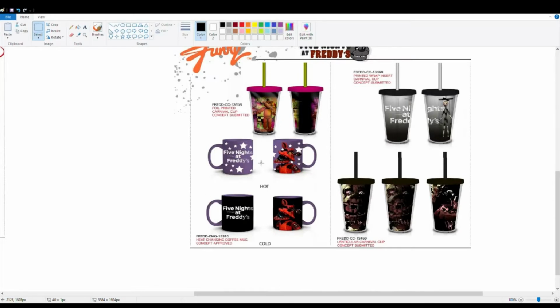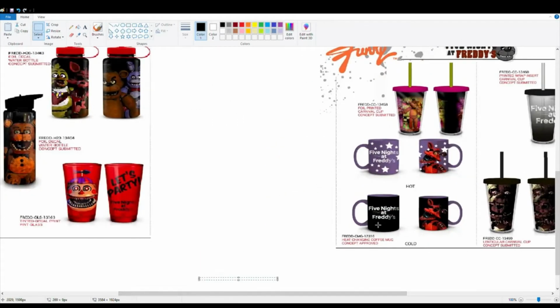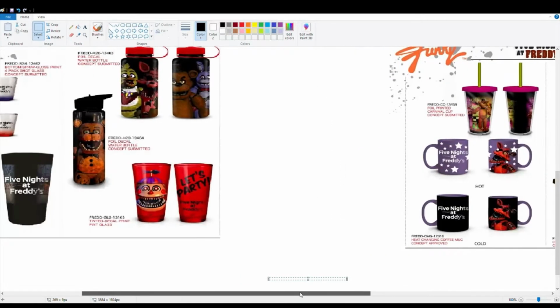Now this one is actually pretty interesting because at first I thought there was nothing cool about it, these were just separate, but apparently it changes depending on the liquid you put in it. Hot liquid gets you this one, cold liquid gets you this one. Concept approved. Yeah, I see why. I don't get why it was scrapped either, so let's just go with 4.5 out of 5 stars.